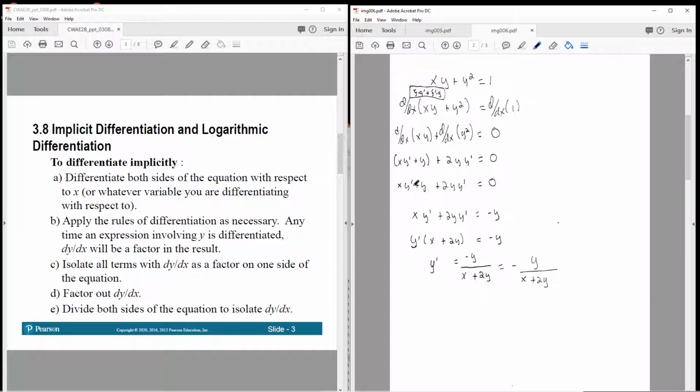Now I want to collect my y prime terms and get y prime to one side. So I'm going to subtract y from both sides. Notice I have a common factor of y prime. So I can factor out the y prime here and divide both sides by x plus 2y. And that gives me my value there. I've solved it for y prime.